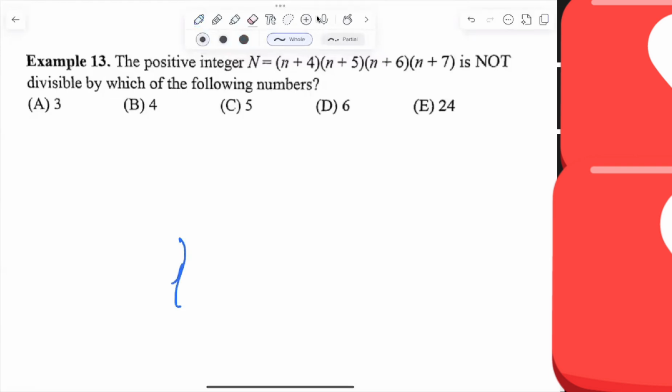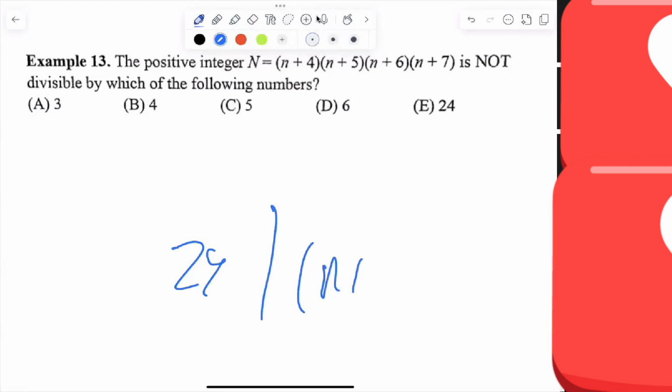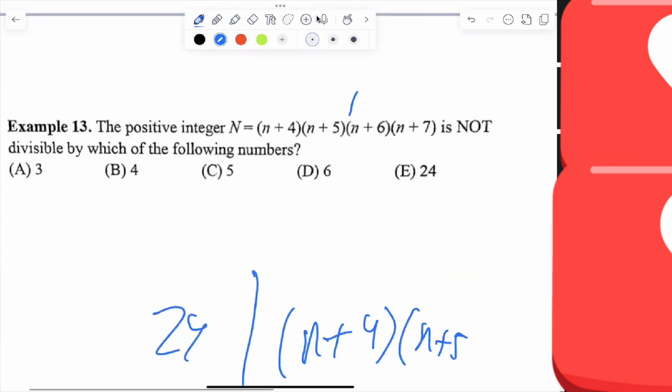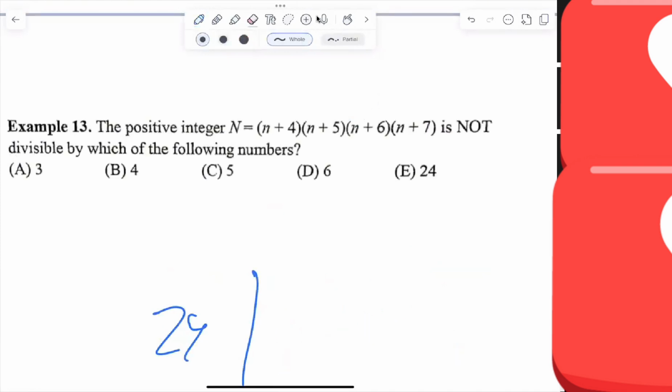because 24 always divides m plus 4 times m plus 5. So let this expression be 1. Or a different color. Let this be 1. This entire thing, we'll call n. Okay. So 24 divides n. Okay, this is really good.